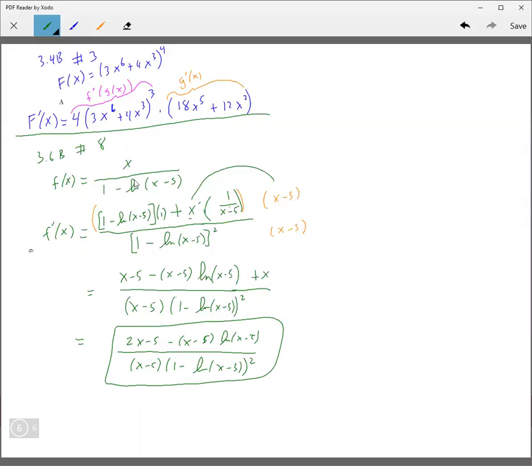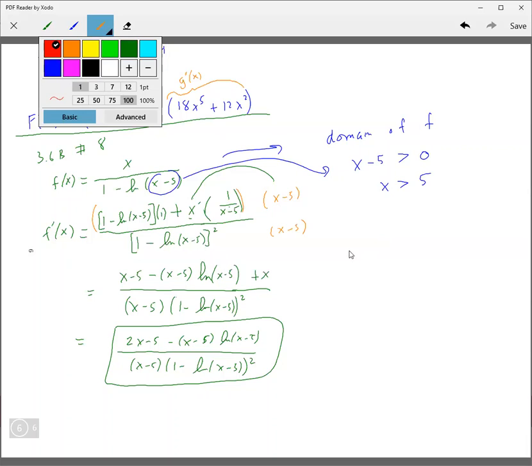Now the second part is asking what's the domain of f, okay? So first of all, you can't take the log of a negative number or 0 either. So x minus 5 has to be greater than 0, okay? That means x has to be greater than 5. That's from this piece here.